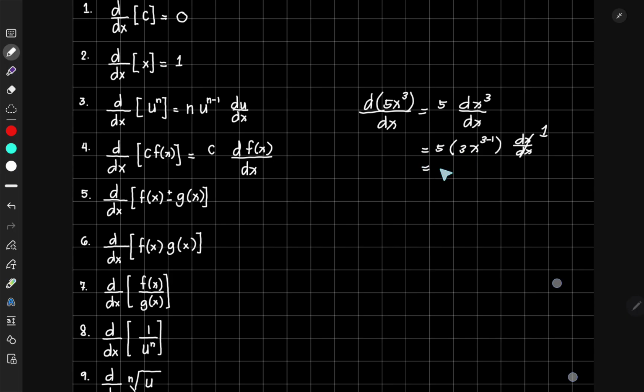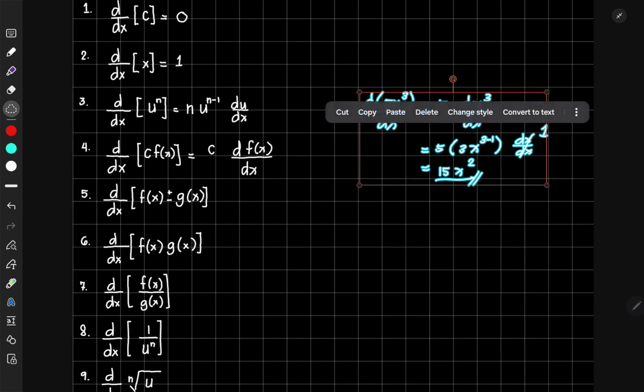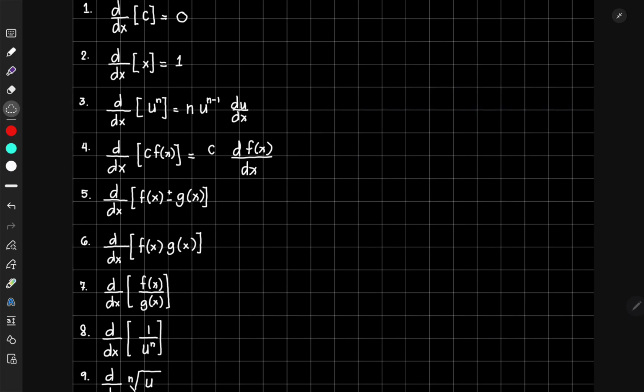So, this will be 3 times 5. That is 15x. So, 3 minus 1 squared. So, yan yung magiging sagot for that. So, for our rule number 5.